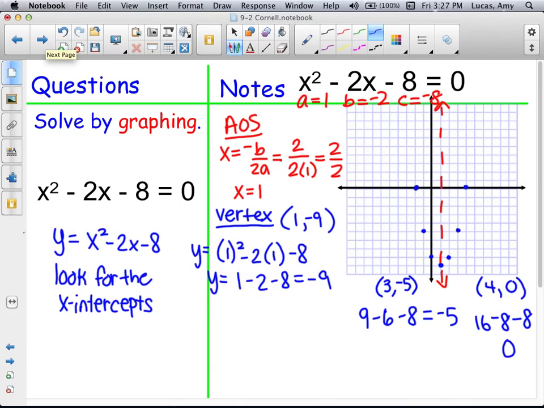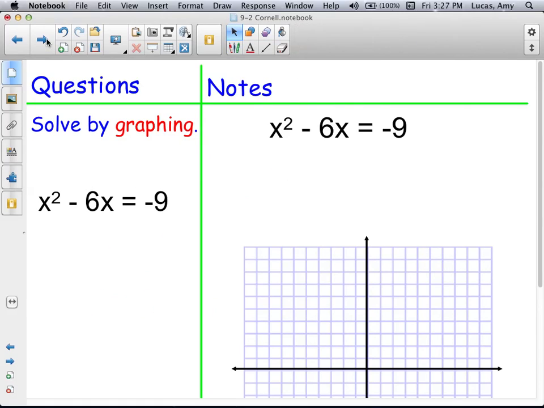So now I can draw my quadratic, and I've successfully solved by graphing because this x-intercept right here is 4, and this one over here is -2. So there are 2 real number solutions, and they are 4 and -2.